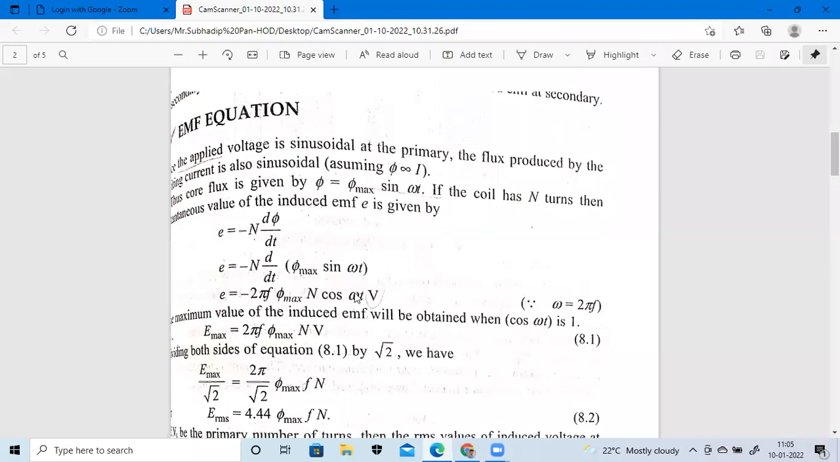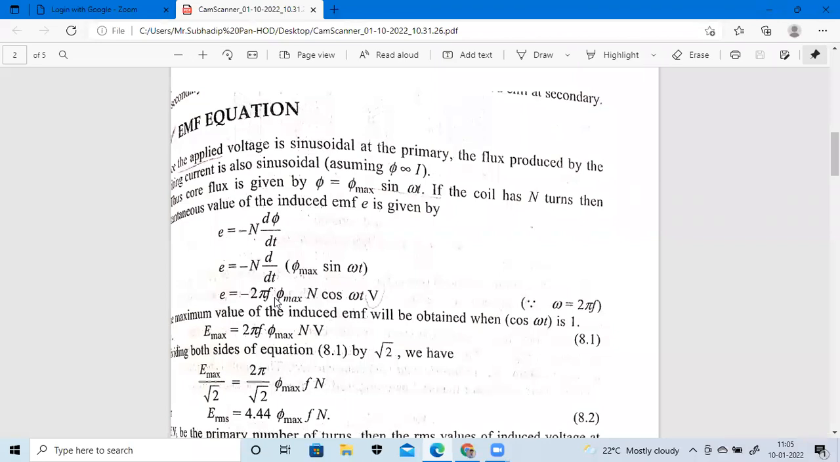So the final equation you may write here: EMF induced equal to 2 pi f phi maximum N sin of pi by 2 minus omega t. You may observe that the supply voltage is V equal to Vm sin omega t, and the EMF induced equation.